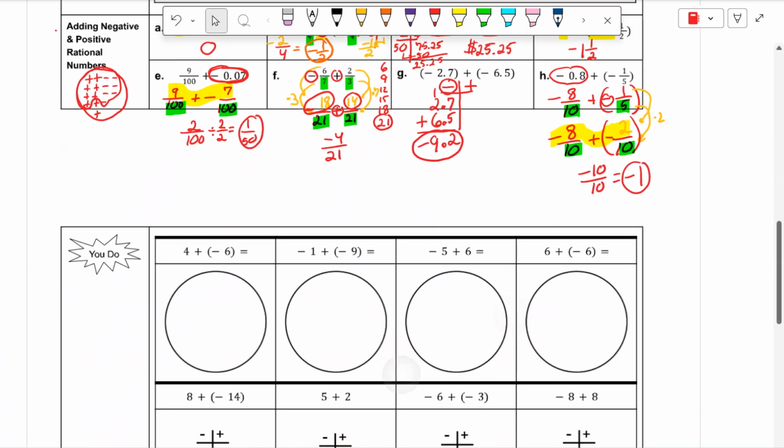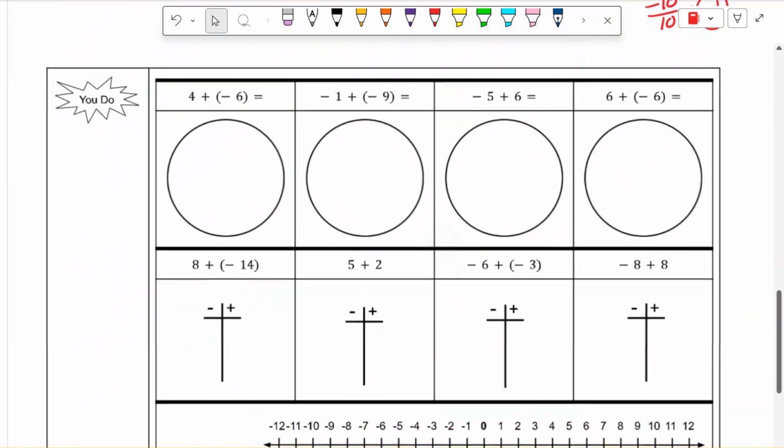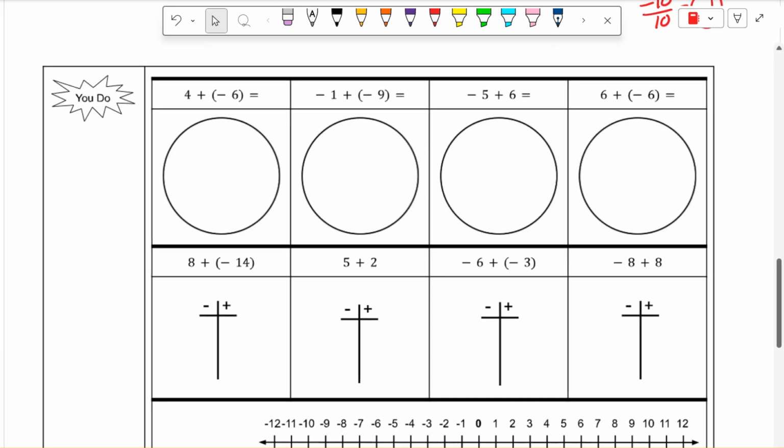All right, we learned a ton, and it is now time for the you-dos. You may flip your paper back and forth for the universe of zeros, for the T-charts, and for the number line. I'd like you to pause the video and try all of the universe of zeros on your own first. Pause now.